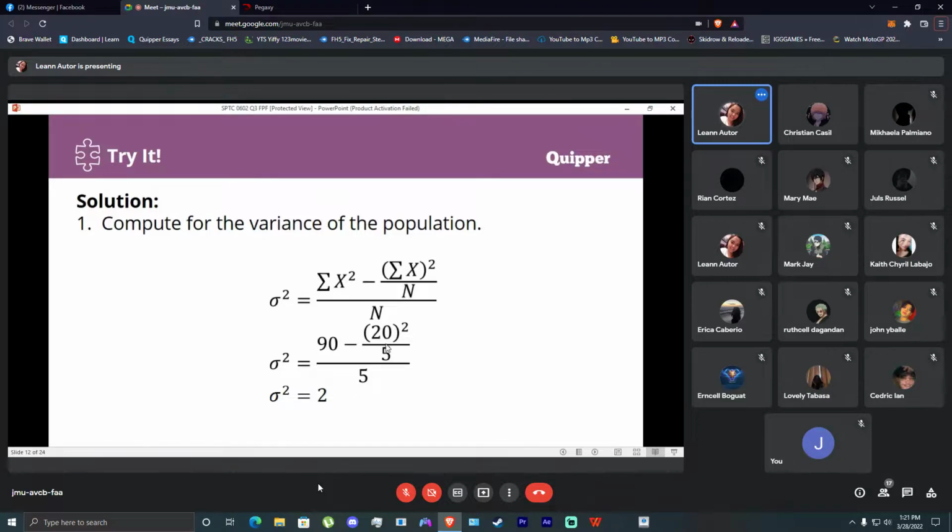400 divided by 5, that is 80. 90 minus 80, that variance is over 5. 10 divided by 2.5, 2. Okay, so the population variance is equal to 2.